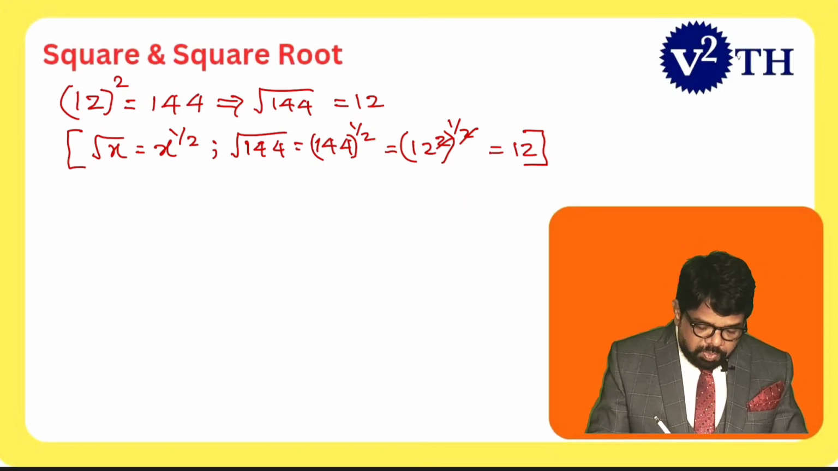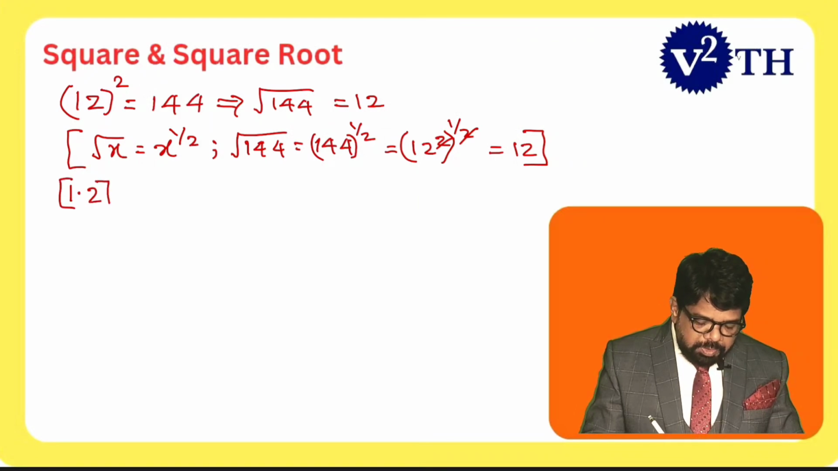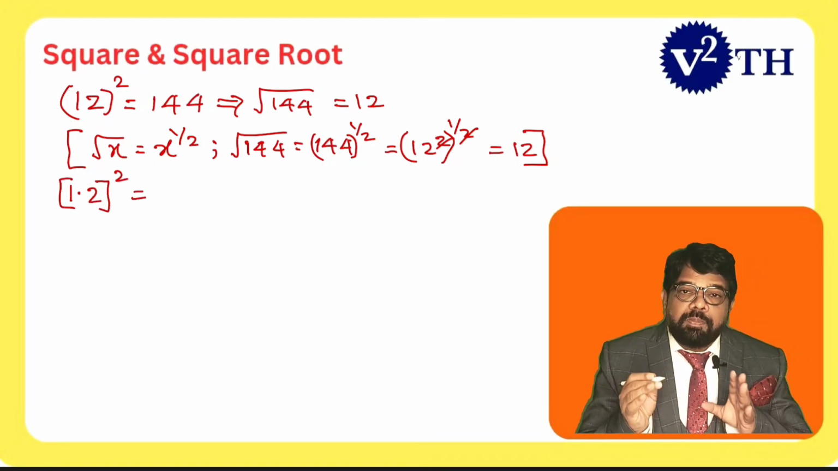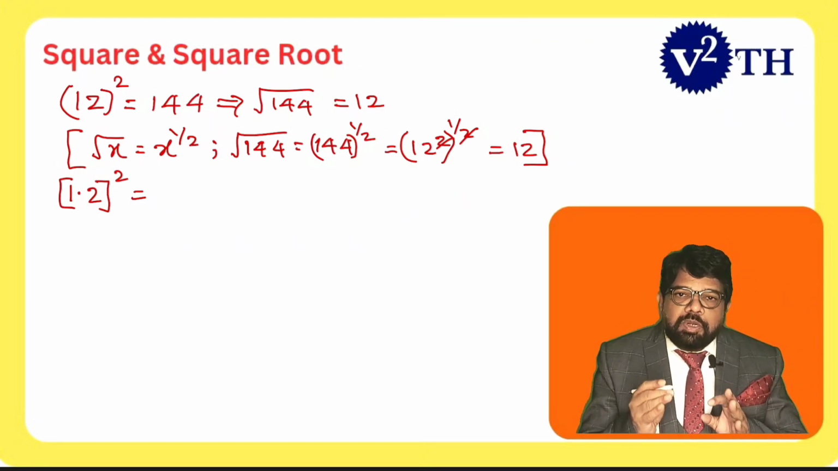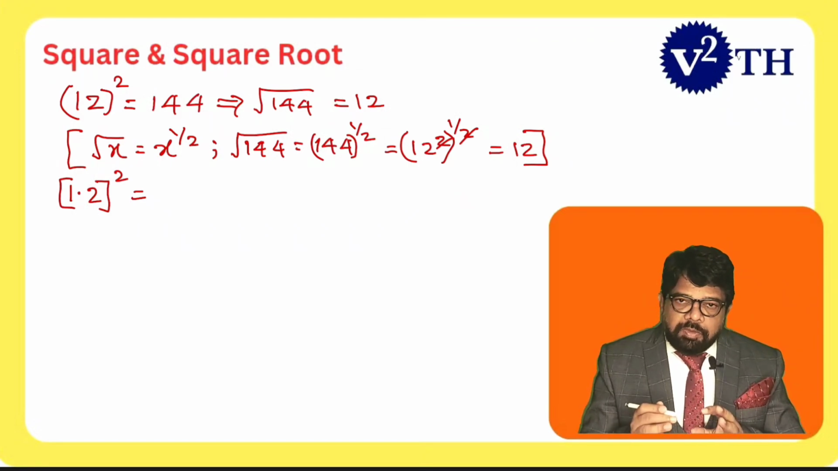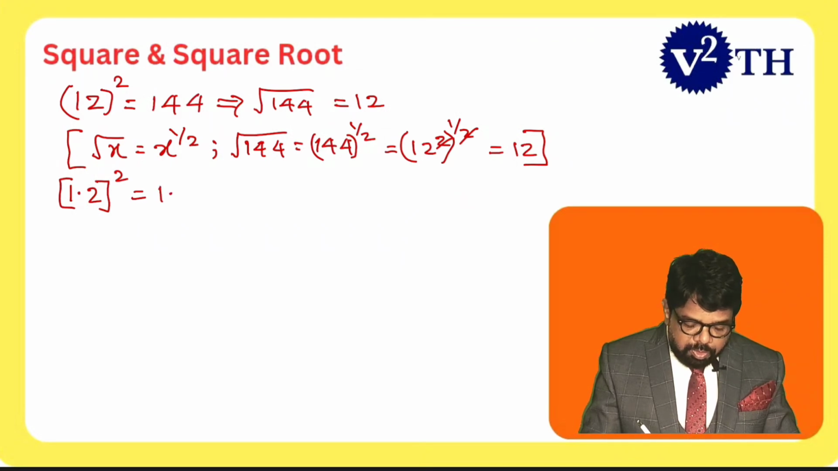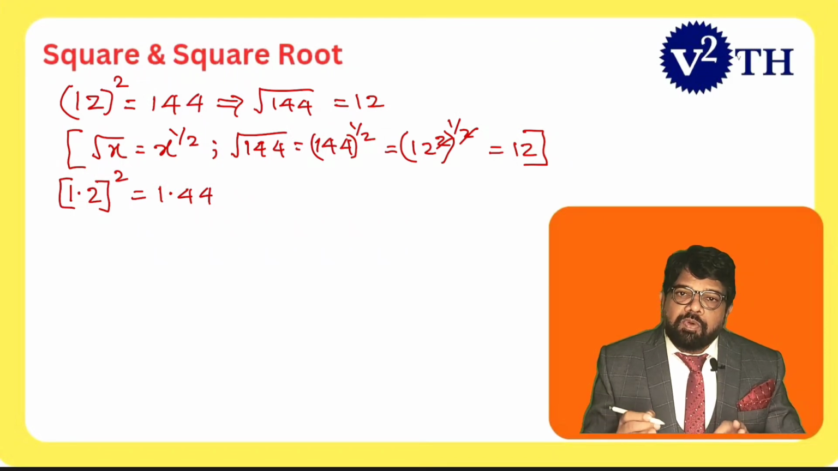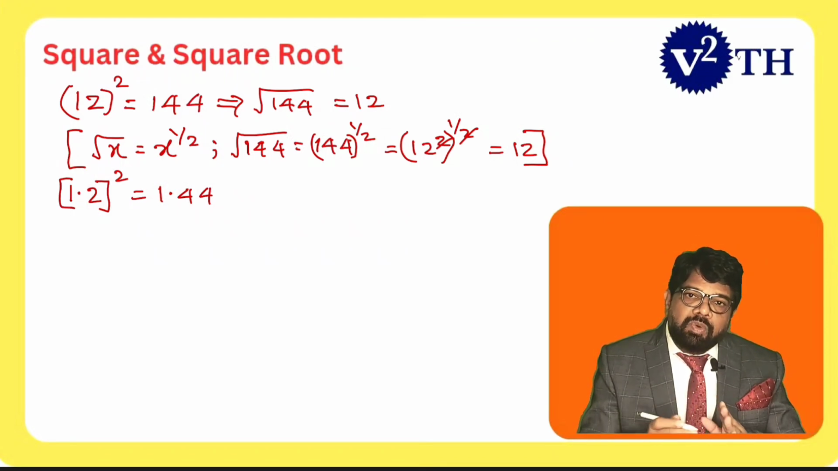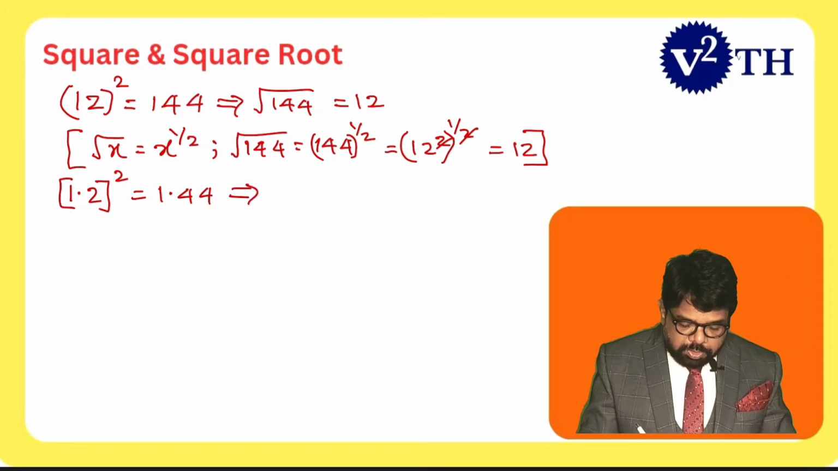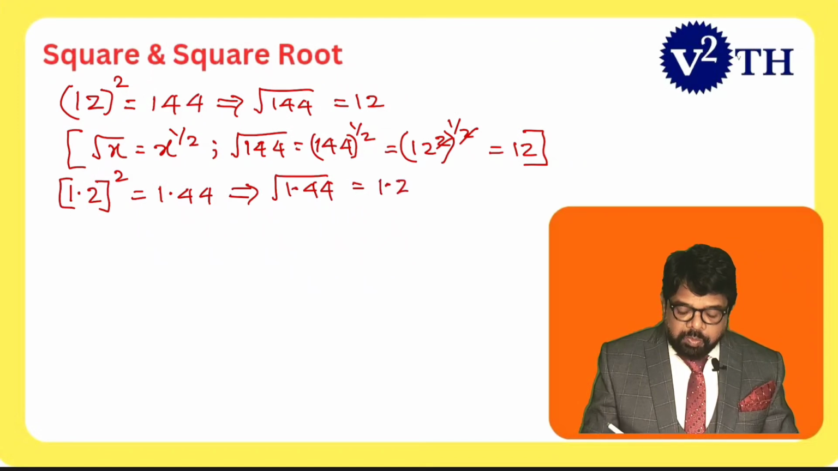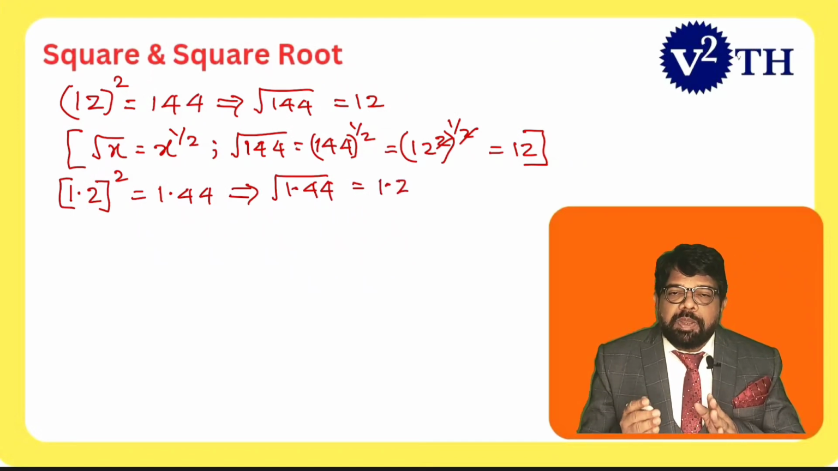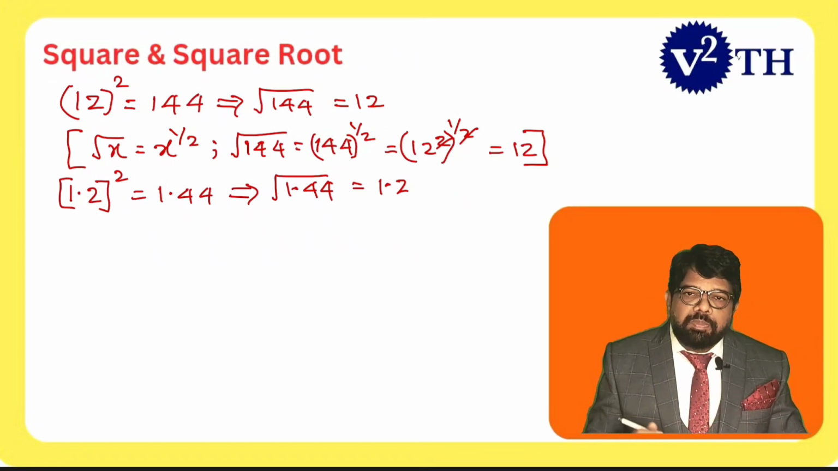Similarly, suppose a decimal is given, what do you do? Suppose 1.2 whole square. What is the value of 1.2 whole square? So 1.2 into 1.2. After the decimal, a total of 2 digits are there, so 144 can be written as 1.44. So 1.2 whole square equals 1.44, after decimal 2 digits. Again the square root of that value, you get the reverse. So the square root of 1.44 is again 1.2. So 1.44 can be written as 1.2 whole square. Square and root get cancelled, you get 1.2.